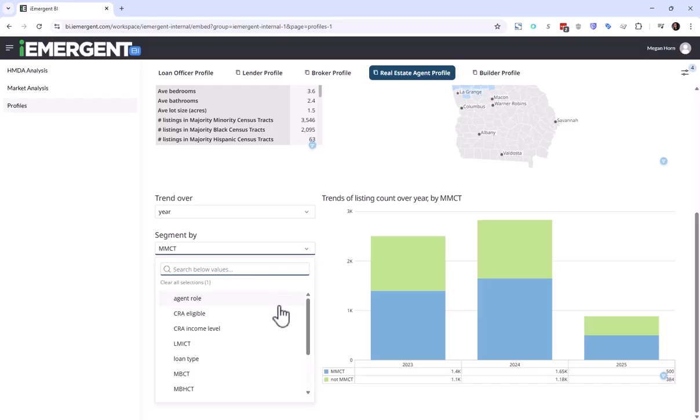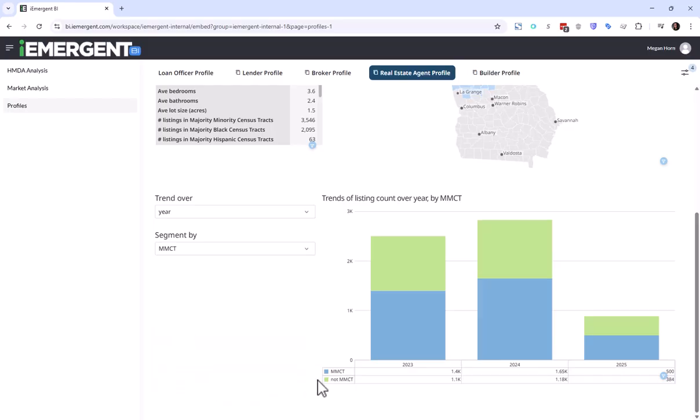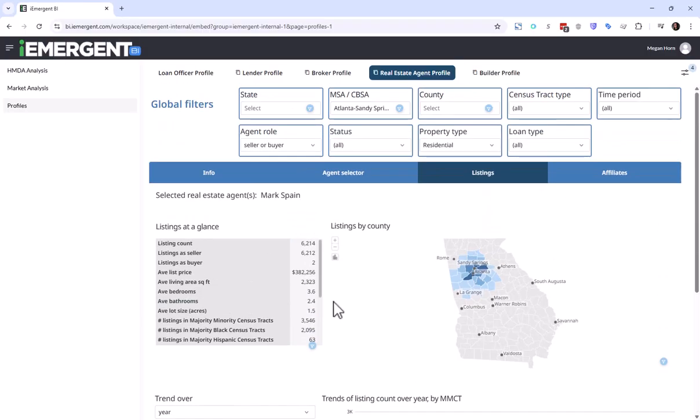And there are other metrics we can play with here as well. Agent role, so again, not really helpful on this particular person. We can look at LMI census tracts. We can look at the loan type that ended up going through on the property, different majority population census tracts, property type, status, open, pending, sold, etc. So that's how to see that data. So if I'm looking, do I want to partner with Mark Spain? I can see what I want to see about his performance over the last couple of years and help make that decision.